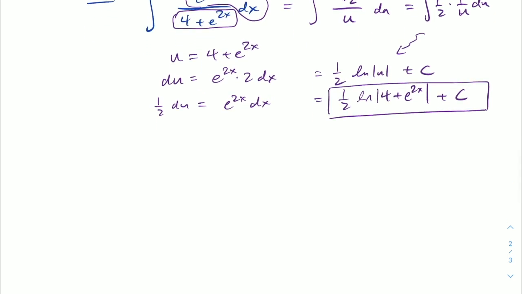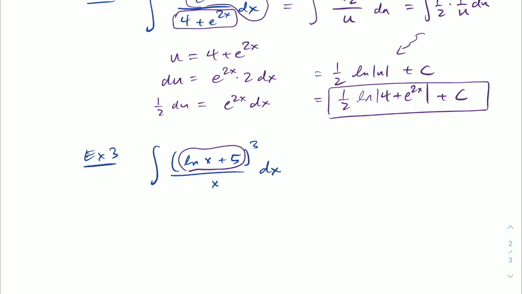Okay, so let's do another example. Let's integrate the natural log of x plus 5, cubed, all over x. Okay, again, we know u substitution applies here because we have an inside. The inside is this natural log of x plus 5. So we'll call that u. And then du is going to be 1 over x dx.